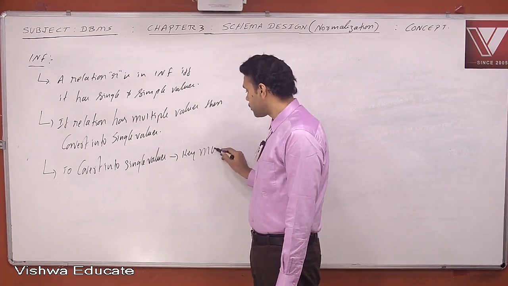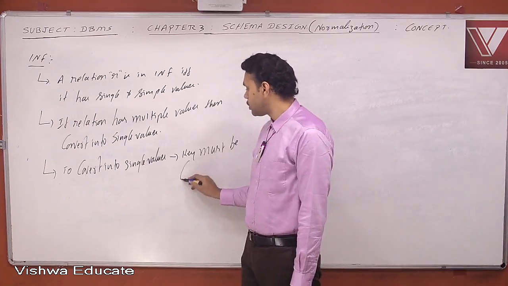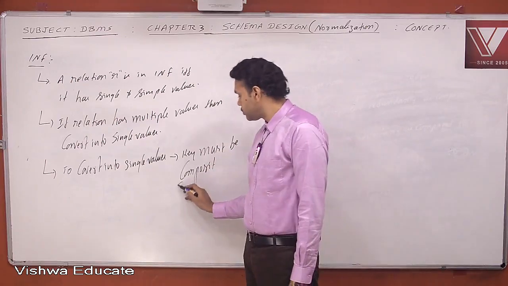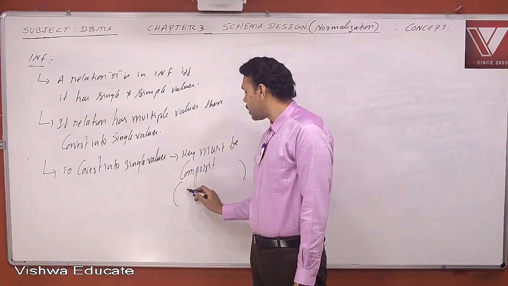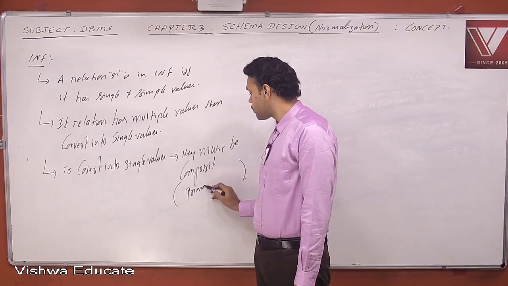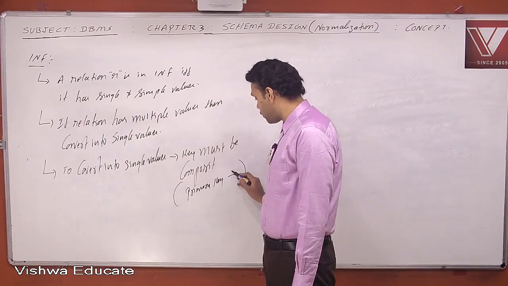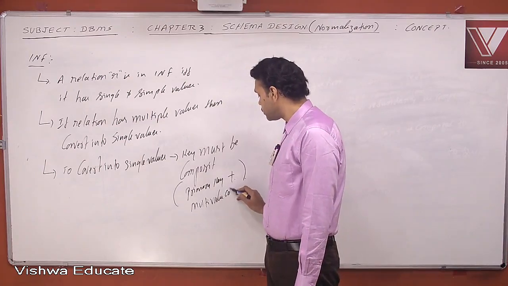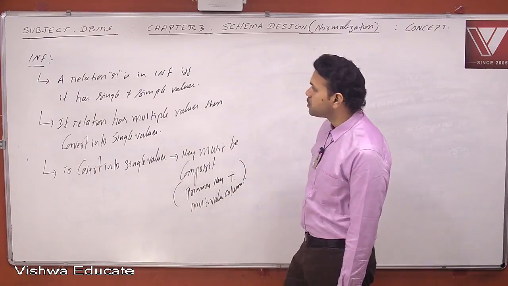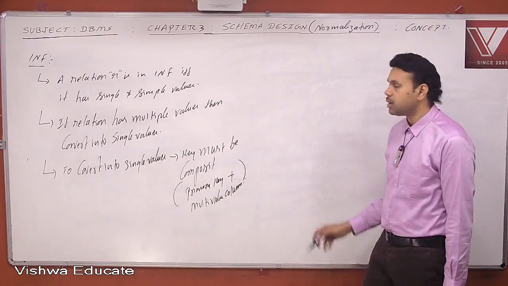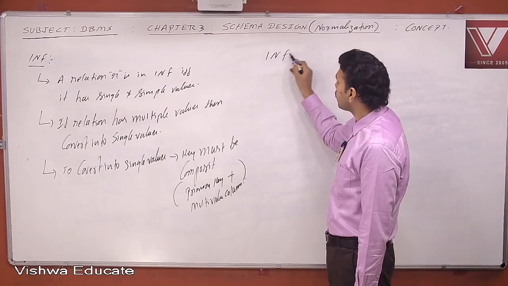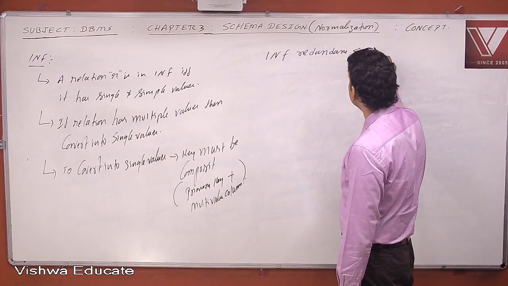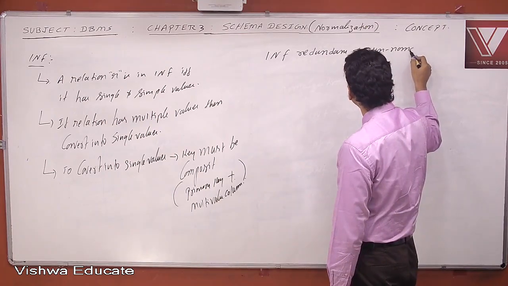key must be composite. How? Earlier primary key plus multi-value column together forms composite key. As I told you, 1NF redundancy is less than unnormalized.